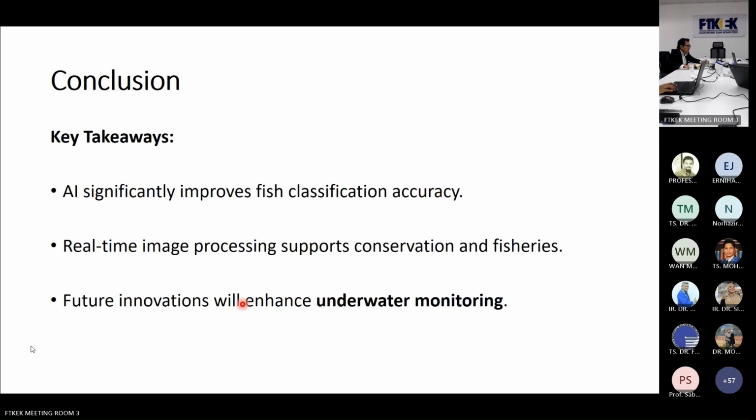So to conclude everything, this is the takeaway note. AI has significantly improved fish classification, and we have 85 to 92% accuracy for this particular task. Real-time image processing supports conversion in fishery. These are the things we want to collaborate on with the companies in Malaysia. And underwater monitoring is our vision for two or three years from now.